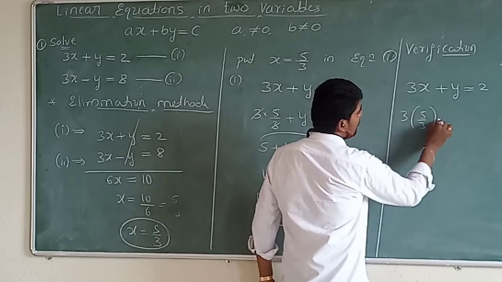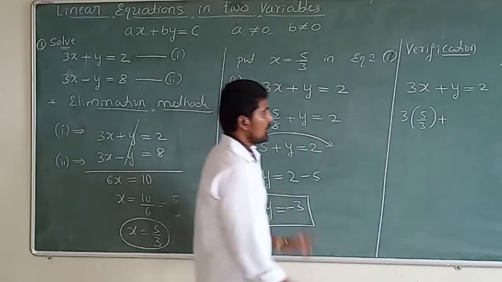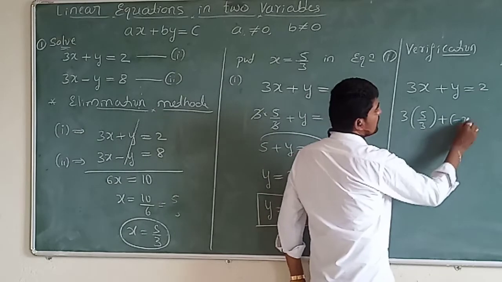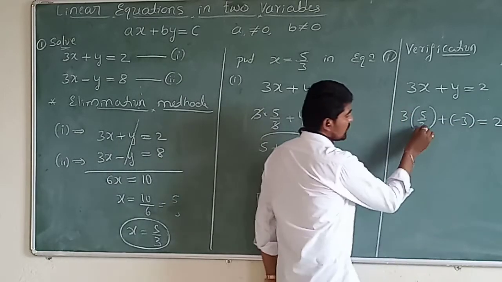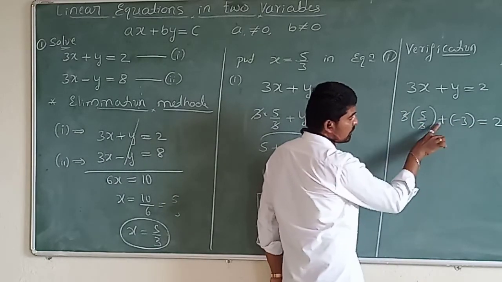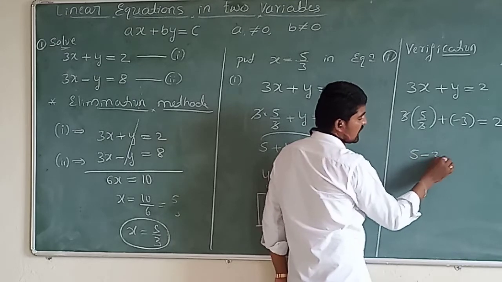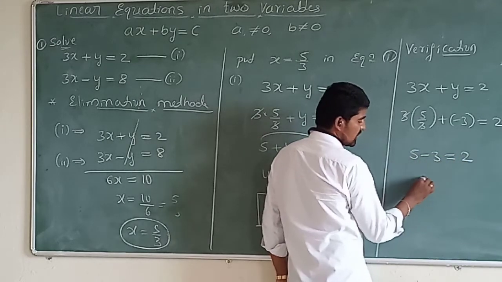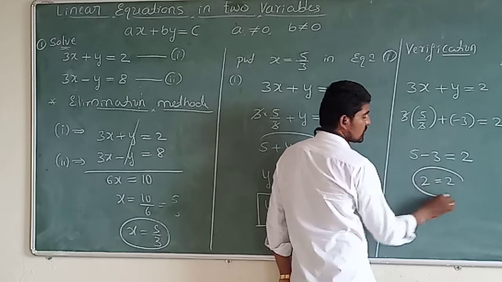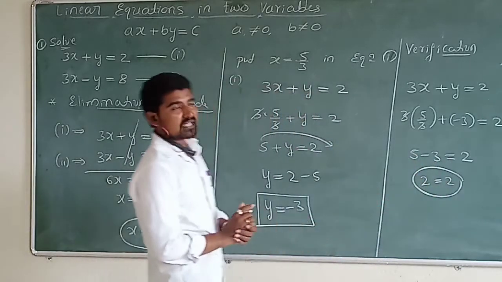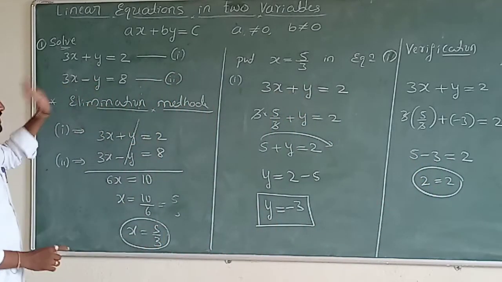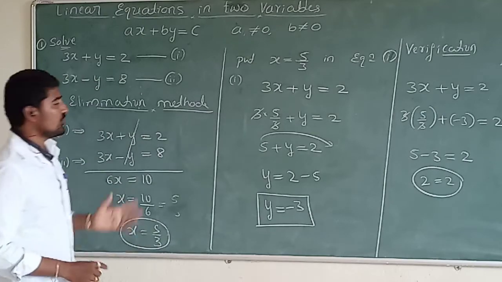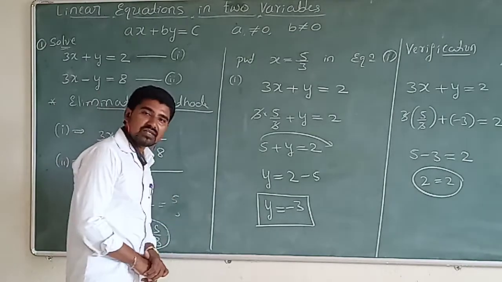5 by 3, plus y, which is minus 3, is equal to 2. So 3 and 3 get cancelled, 5 minus 3 is equal to 2. 5 minus 3 is 2 and 2 is equal to 2. Then our answer is correct for equation 1 as well as equation 2. It is satisfied. If you want, you can check the second equation also.